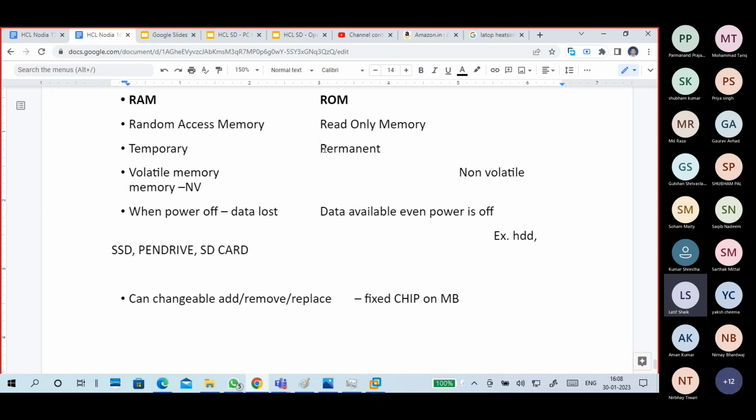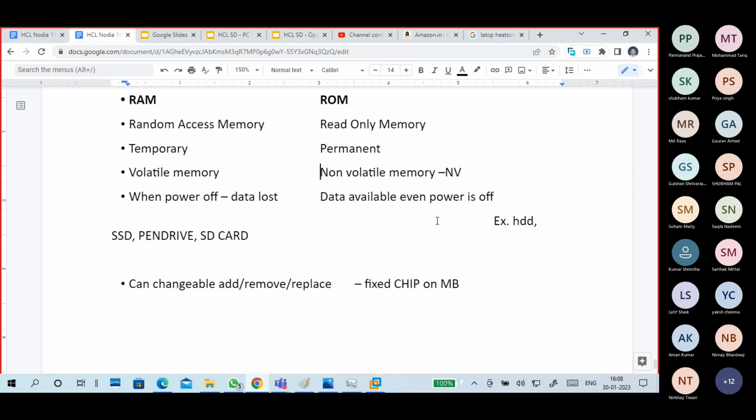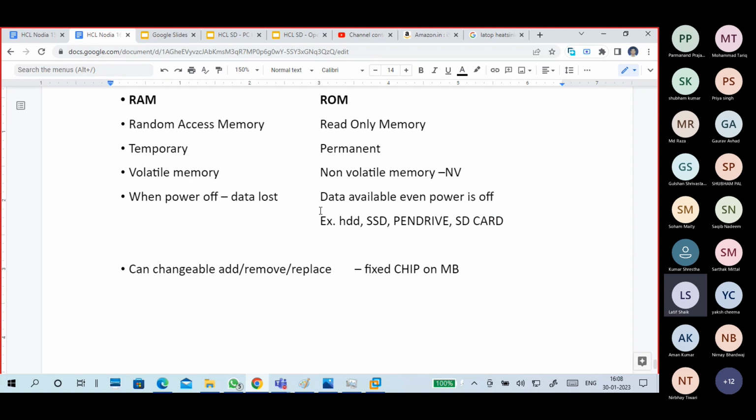ROM contains built-in instructions and data inside the ROM chip. It is a kind of permanent memory. Of course, there are some variations, which we'll see. But RAM holds temporary data. RAM is considered volatile memory. ROM is non-volatile memory. What is volatile memory? When power is off or disconnected, the data in the device is automatically lost. What is non-volatile memory? Even if power is off, data is still available.